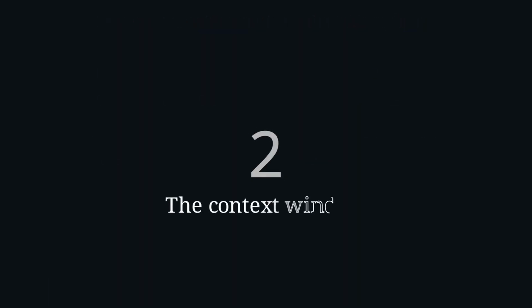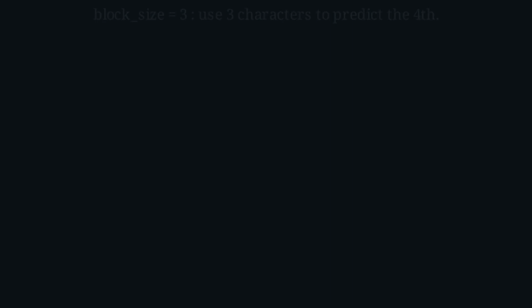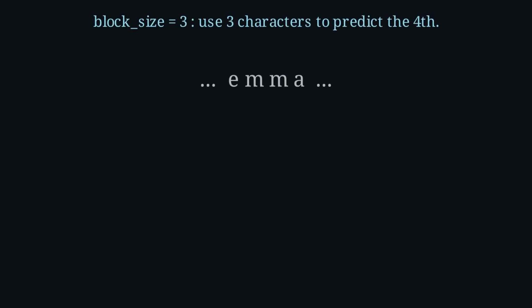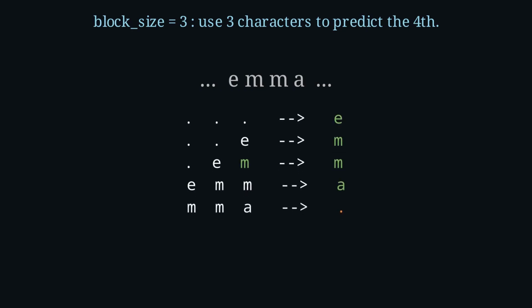Chapter 2. Building the dataset with a sliding window. We pick a context length, called the block size. Let's use 3. So we always look at 3 characters and try to predict the next one. We slide this window across each name, padding the start with the dot token. For the name Emma, the examples look like this. ... predicts E. ... E predicts M.